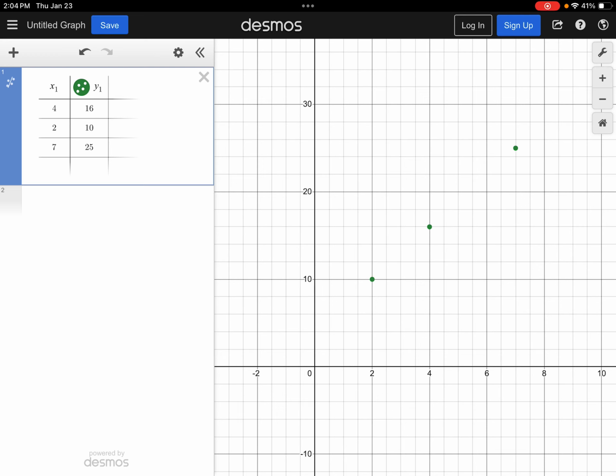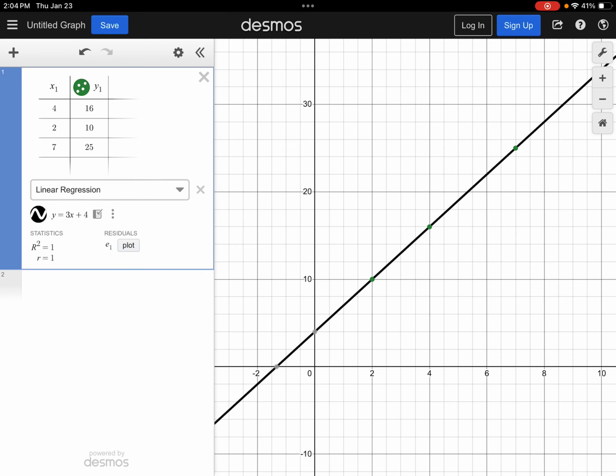Now, in this question, it was asking me to use the linear regression tool to answer the questions. Well, where is the linear regression tool? Right by the table on the left side, there are 2 dots with a line in between both of them. And I'm going to click on that, and it shoots out a linear regression.